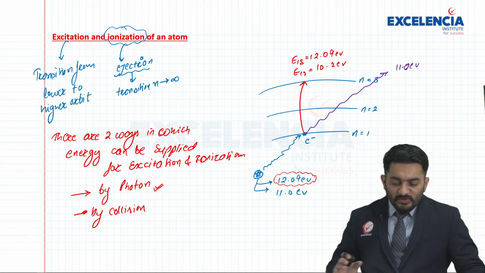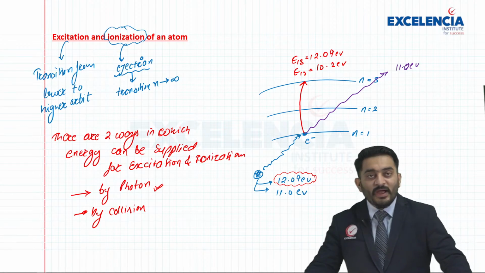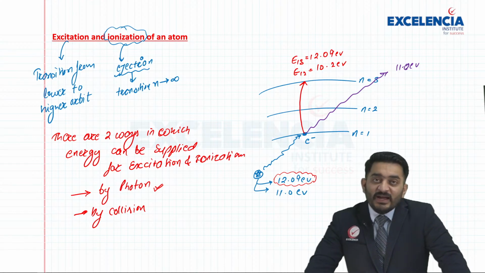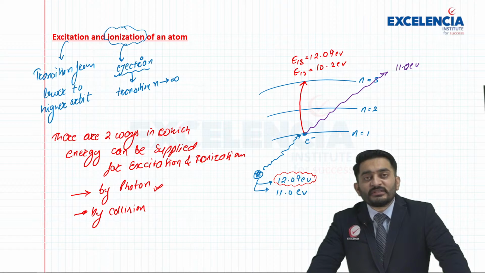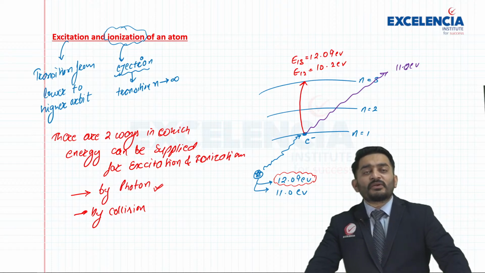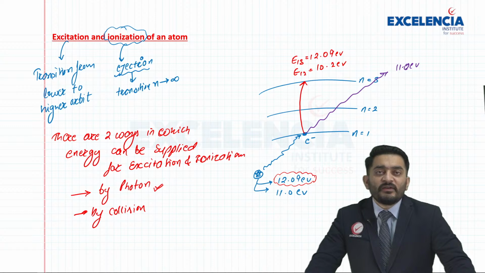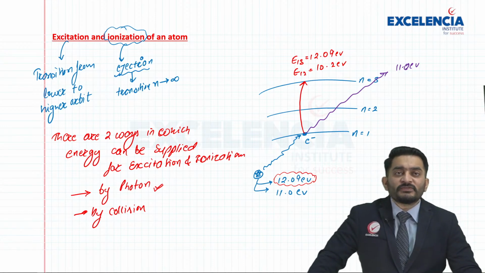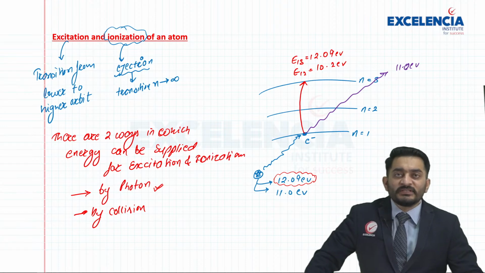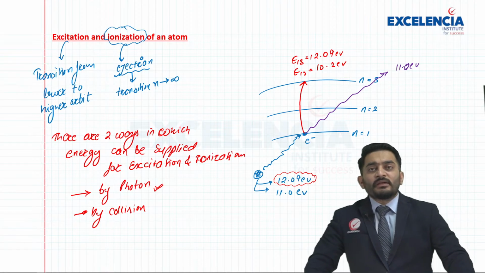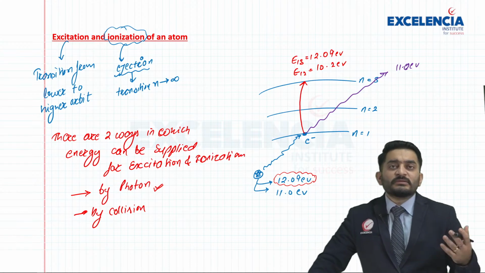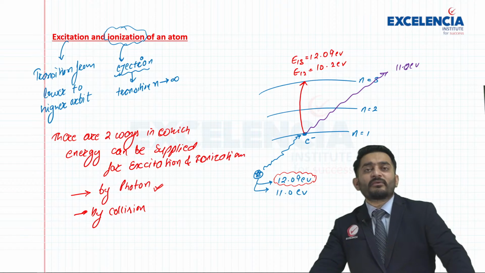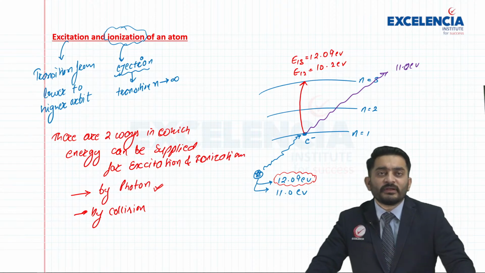One more thing you can notice: if the supplied energy is more than the ionization potential, whatever remaining energy you have simply becomes its kinetic energy. So if the energy provided is more than 13.6, whatever the remaining energy is, you can equate it to the kinetic energy formula, half mv square, and calculate the velocity with which that particular electron will move.